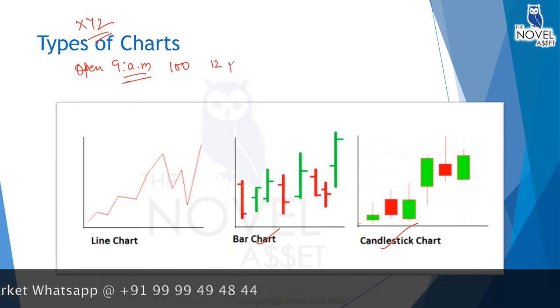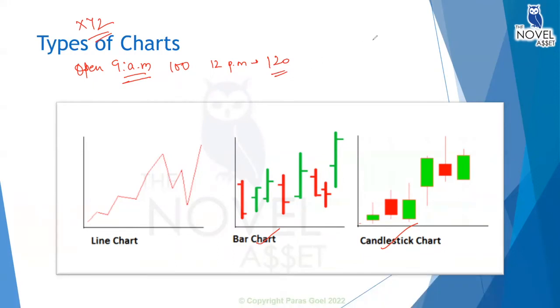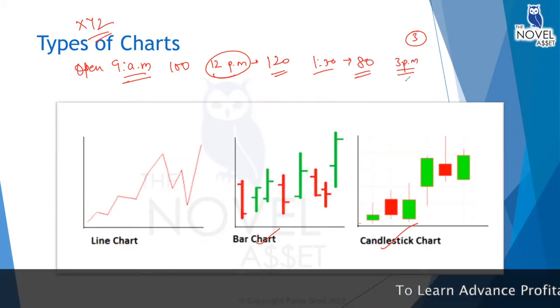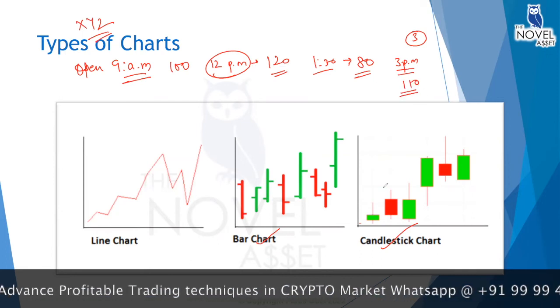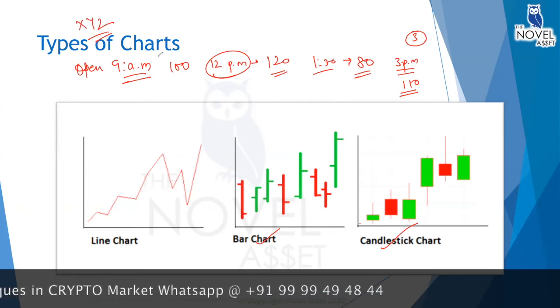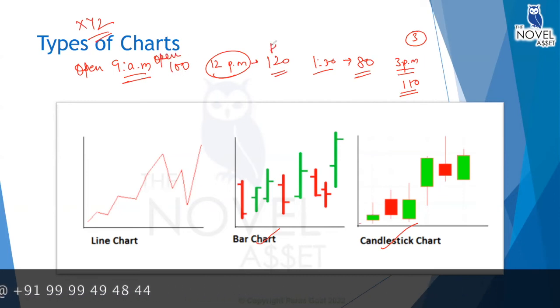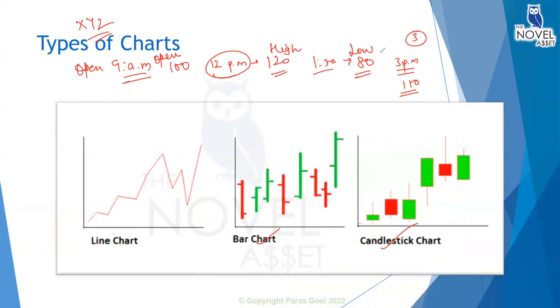What happened around 12 p.m.? The price went above to 120. And let's say our market closes, let's take an example of equity only, at 3. At 1:30 p.m., after 12 p.m., the price started going downside and was around 80 rupees. But by 3 p.m., our price is again at, let's say, 100 rupees. Oh, no, not 100. So how will this bar chart or candlestick be made? This is my open price, right? This is my highest price of the day. This is my lowest price of the day. And this is the closing price. Are you understanding these four things?